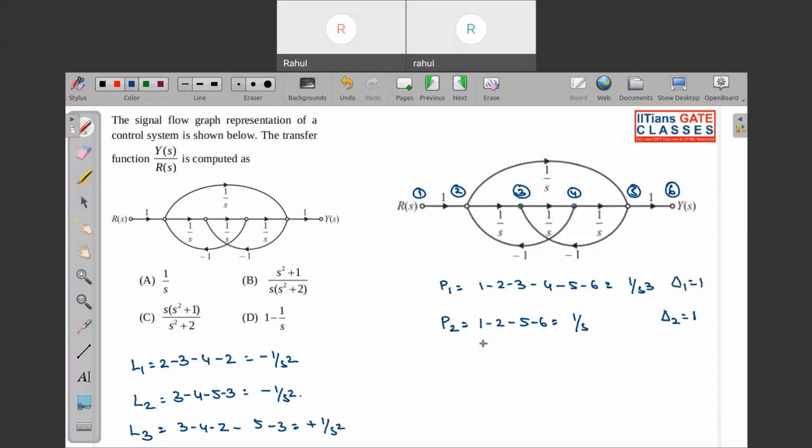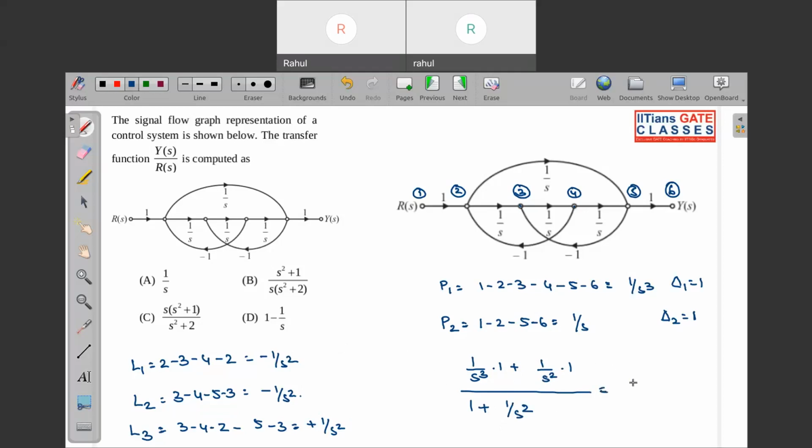So this will be P1 del 1. So 1 by S cube dot 1 plus 1 by S squared dot 1 divided by 1 plus, if we have to calculate delta, so that will be 1 plus all the loop gain. So loop gain over here will be 1 by S square because 1 1 will be getting cancelled, minus 1 by S square plus 1 by S square. So only 1 by S square will remain.